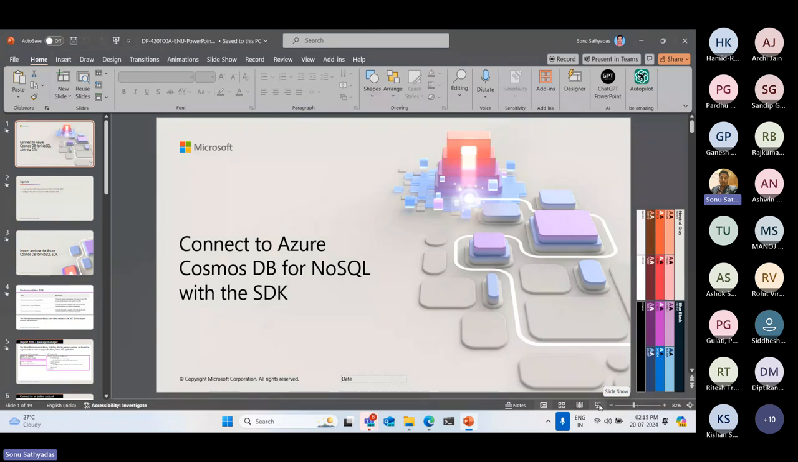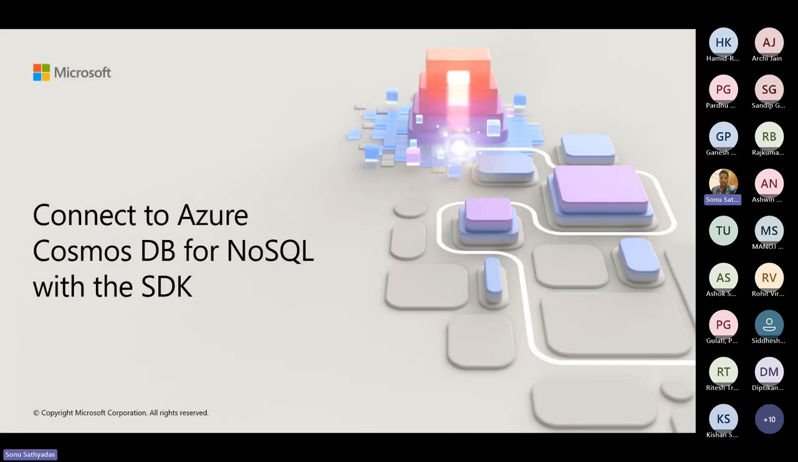Now in the third module, if you are a developer, this will be more interesting for you, because if you want to build cloud native applications connecting to Cosmos DB, you can use the SDK. So if you are a .NET, Java, JavaScript or Python developer, whatever language you use, you can use the Azure Cosmos DB SDK to connect to Azure Cosmos DB from your applications. In this module, we are going to see how we can use the Azure Cosmos DB SDK to connect to the Cosmos DB database.